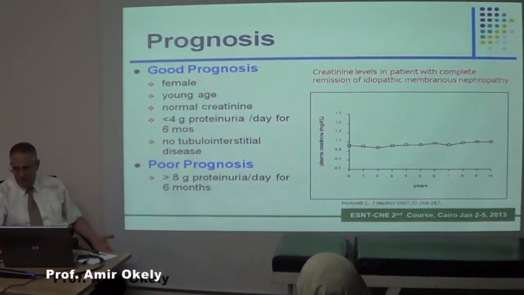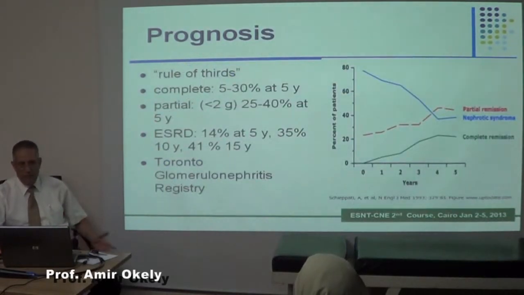What about the prognosis of membranous nephropathy? Good prognosis is usually seen in females, young age, normal creatinine level, less than 4 grams proteinuria per day for 6 months, and no tubulointerstitial disease. Poor prognosis is usually associated with a higher level of proteinuria, especially more than 8 grams protein per 24 hours for 6 months. What about the rule of thirds? Usually complete remission occurs in about 1/3 of patients at 5 years. Partial remission, which is defined as less than 2 grams, occurs in about 30% at 5 years.